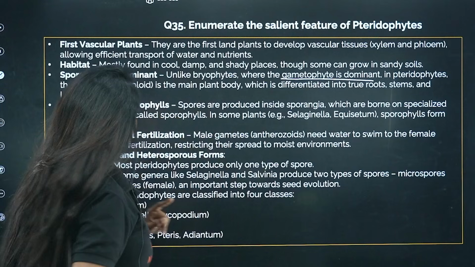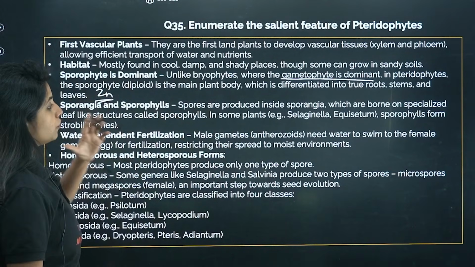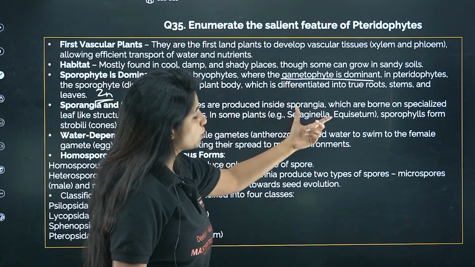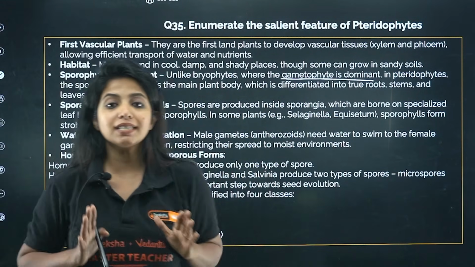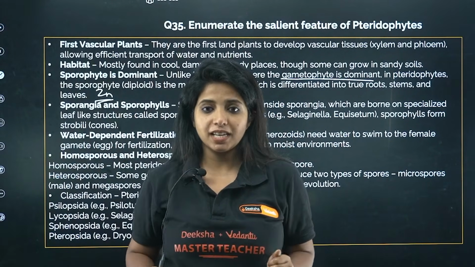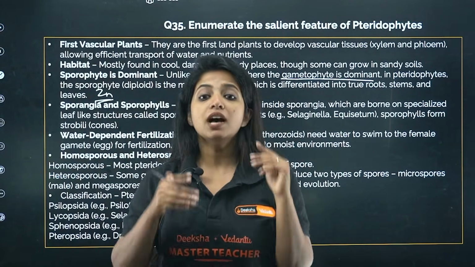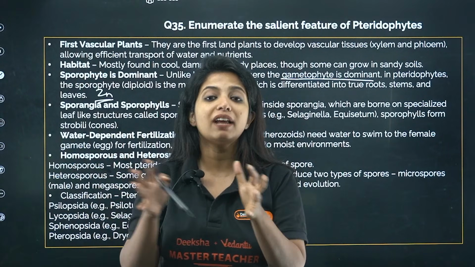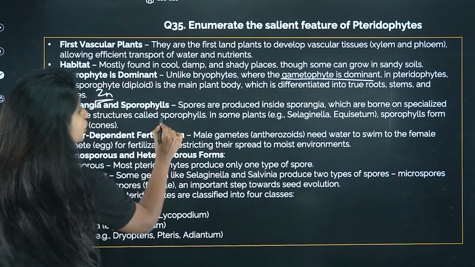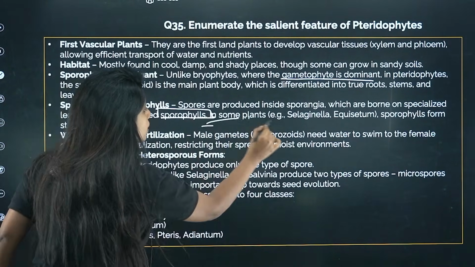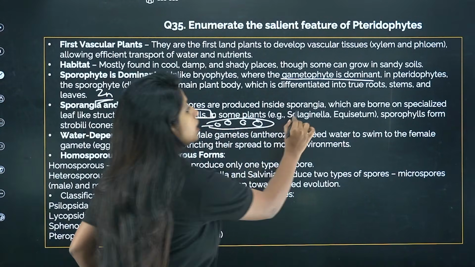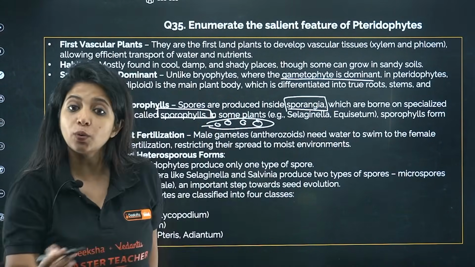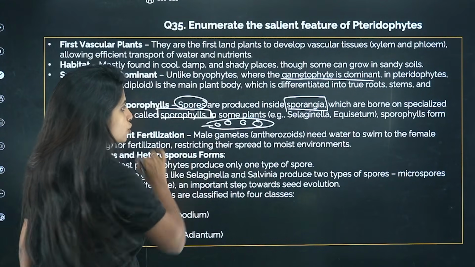But one very important thing: sporangia and sporophylls. Spores are produced inside the sporangia, which are borne on specialized leaf-like structures called sporophylls. Now when I say that this particular plant is a sporophyte, you will be able to spot leaf-like structures which are known as sporophylls. And you know what? On the sporophylls you will be seeing sporangia. What do you find? You will be finding sporangia. Inside the sporangia, what do you have? You have spores, my dear children.